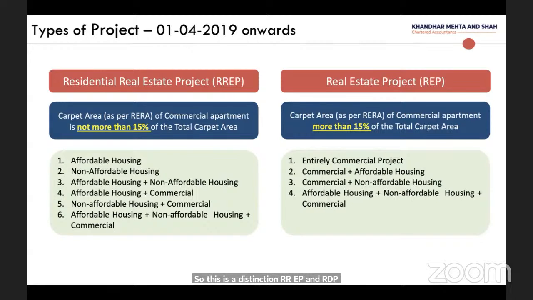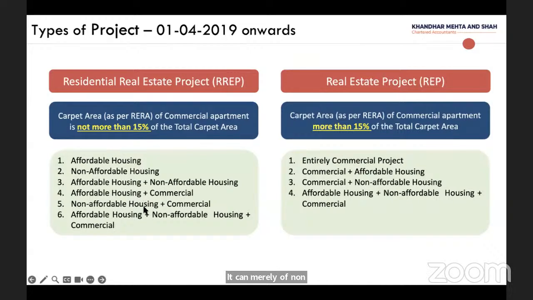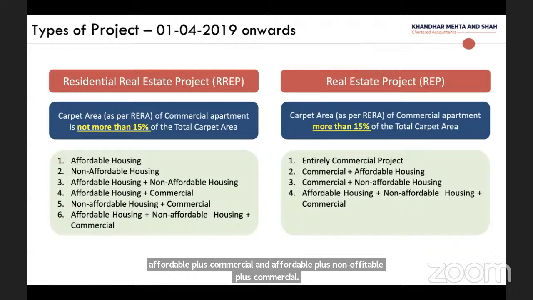RREP, so these are the permutation combinations that we have put in any particular RREP. If the commercial apartment area is not more than 15%, then it can consist of merely affordable housing, merely non-affordable housing, or affordable plus non-affordable. It can be affordable plus commercial, non-affordable plus commercial, and affordable plus non-affordable plus commercial. So this can consist of any permutation combination.